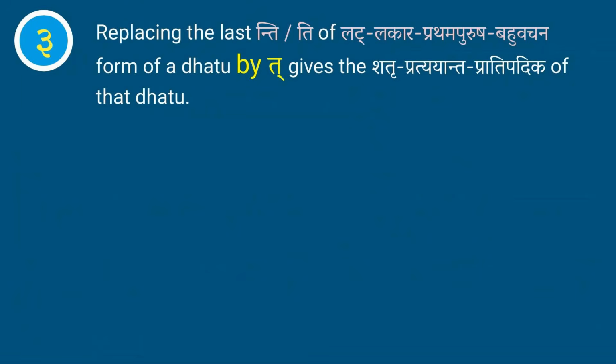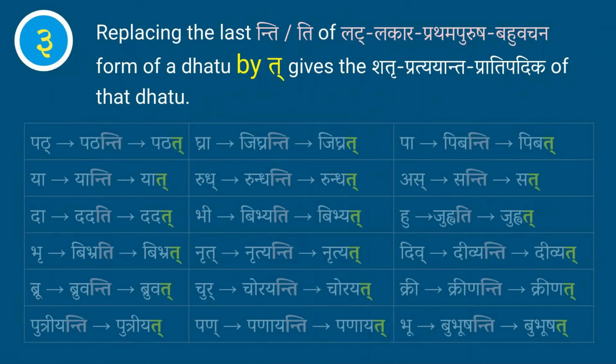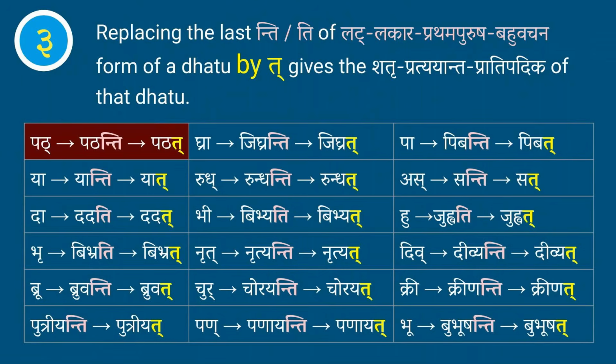Once we confirm that a dhatu gets the Shatru Pratyaya, the next step is to actually attach the Shatru Pratyaya and create a Pratipadika. The technique to do that is fortunately very simple. We simply take the Parasmai Pada Prathama Purusha Bahuvachana form of the Lat Lakara, which usually ends in either nti or ti, and we replace this terminal letter by the letter ta to get the Shatru Pratyayanta Pratipadika. For instance, Patha plus Shatru becomes Pathat. The terminal nti has been replaced by the letter ta.